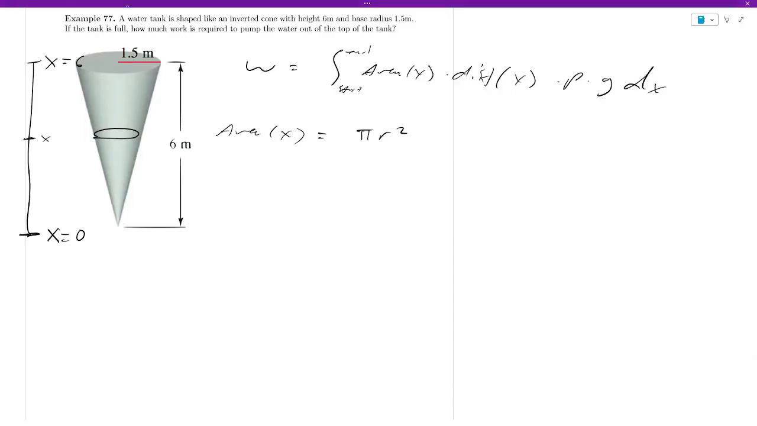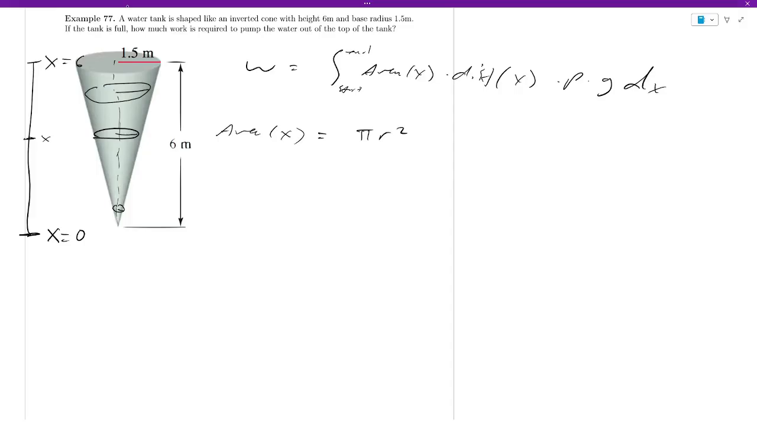So I need to think about how the radius changes as we go. Here's the radius. If I had a bigger circle, the radius would be there. If I had a smaller circle, the radius would be there. So I can imagine this radius as a function of x, how high I am. There's a couple of ways to do this. I'm going to show you two.